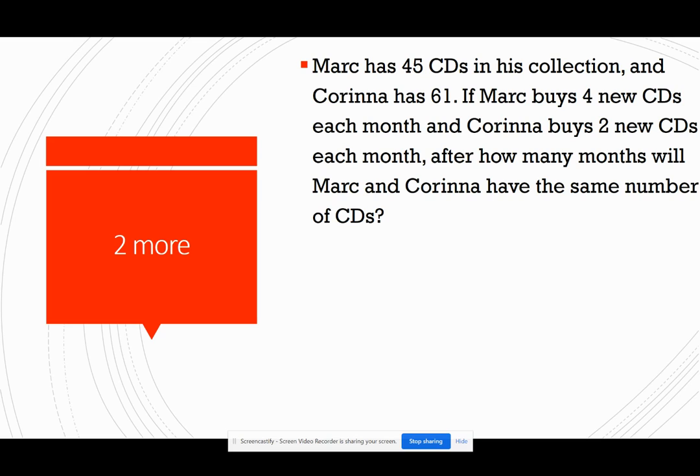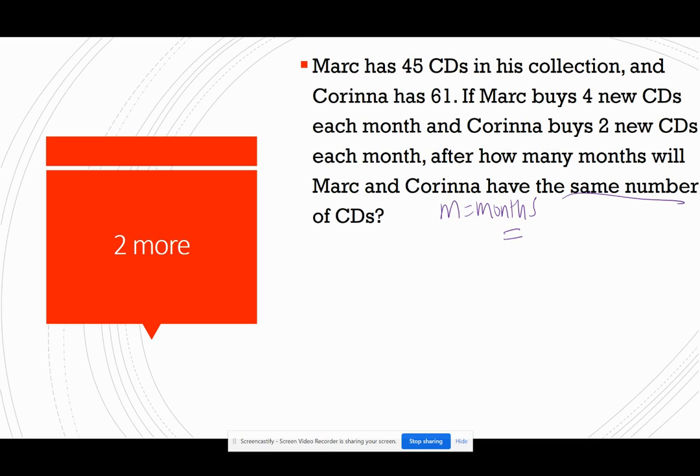So Mark has 45 CDs, Karina has 61. If Mark buys 4 new each month and Karina buys 2 new each month, after how many months will they have the same number of CDs? So we're looking for months. So I'm going to write M for my months. And we want to see when they have the same. So like I told you before, same means equal. So I put my equal sign. And I'm going to have variables on both sides.